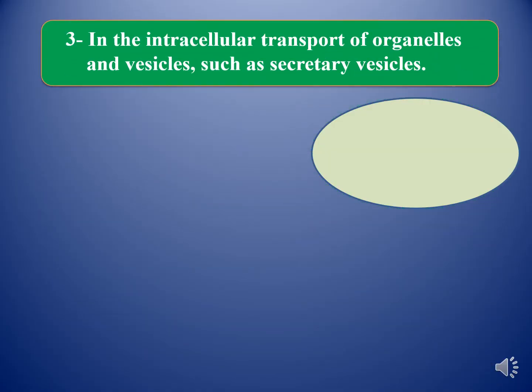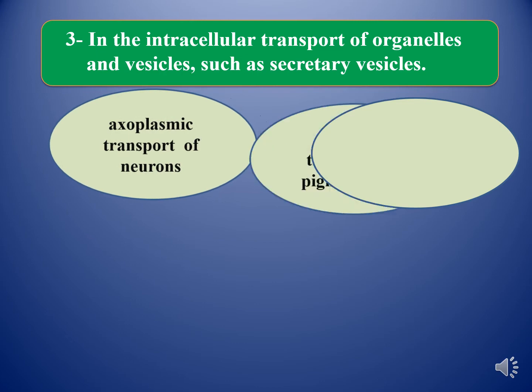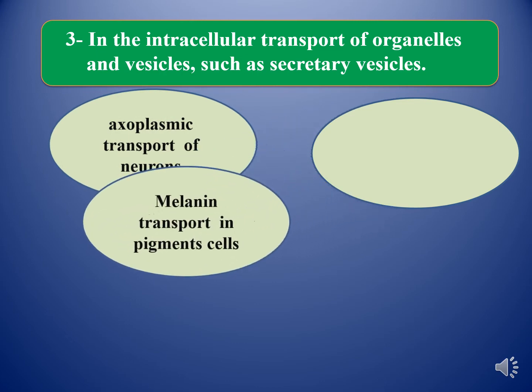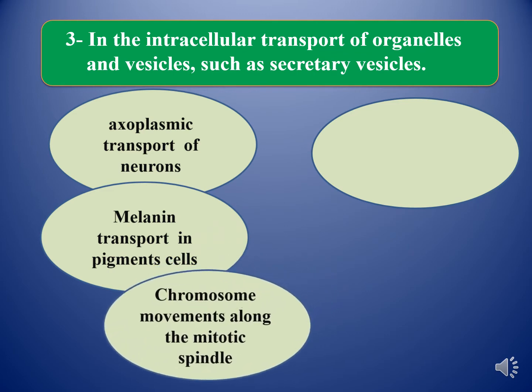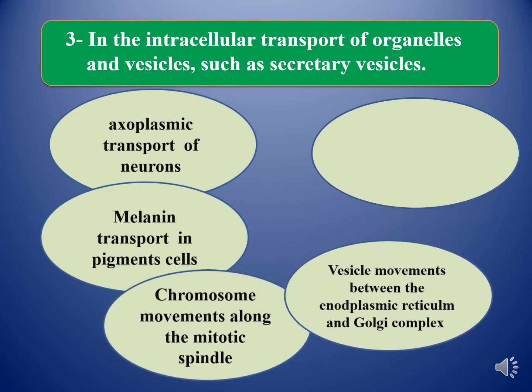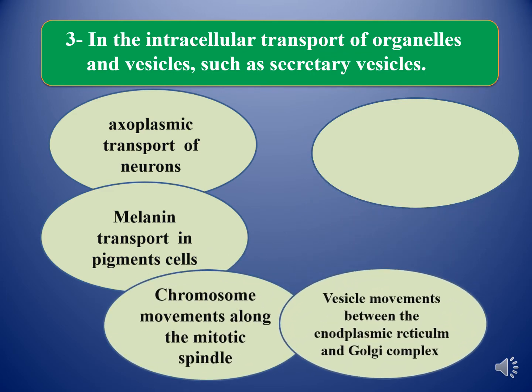Also, the microtubule is important in the intracellular transport of organelles and vesicles such as secretory vesicles. It plays a role in axoplasmic transport of neurons, melanin transport in pigment cells, chromosome movements along the mitotic spindle, and vesicle movements between the endoplasmic reticulum and Golgi complex.